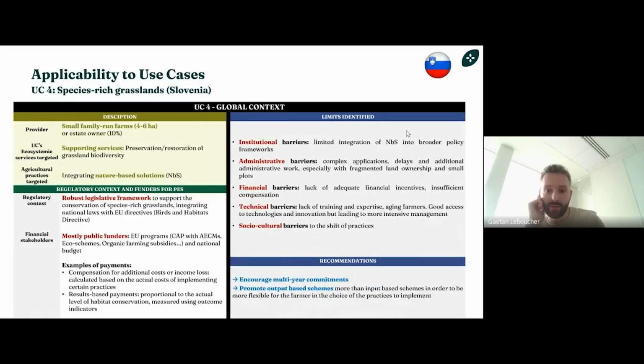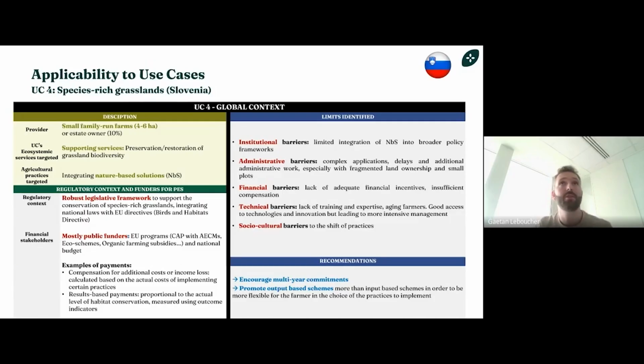So yeah, use case number 4 about Slovenia. So here the legislation is also robust. We saw that it is supporting conservation of species-rich grasslands, and it's integrating the EU directives. But at the same time, it's mostly public funders also.